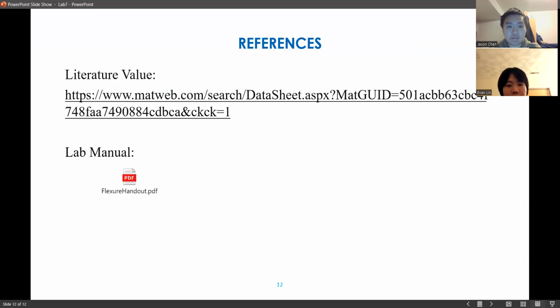And these were the references that we had, where we got our literature value and a bunch of the equations from the lab. Thank you.